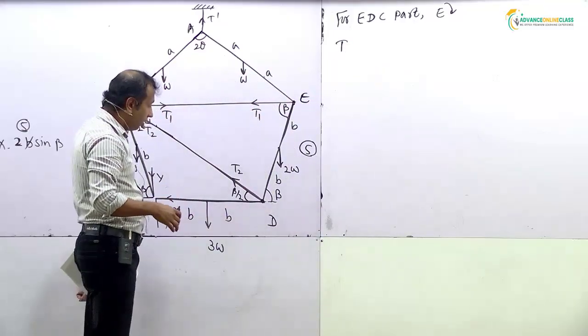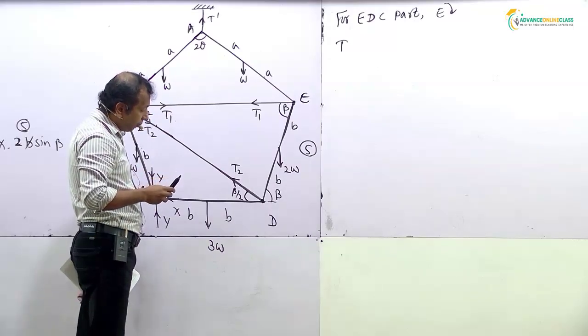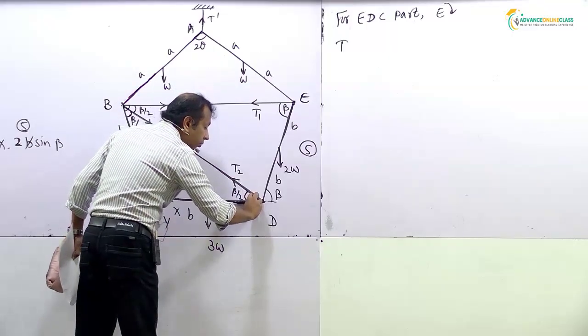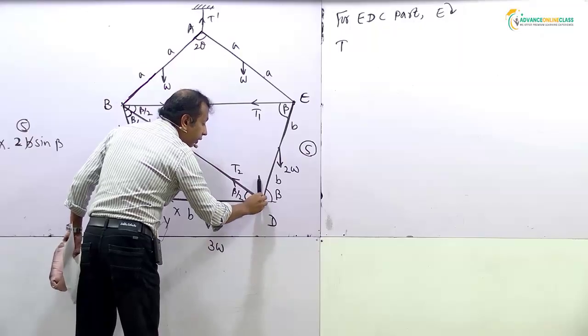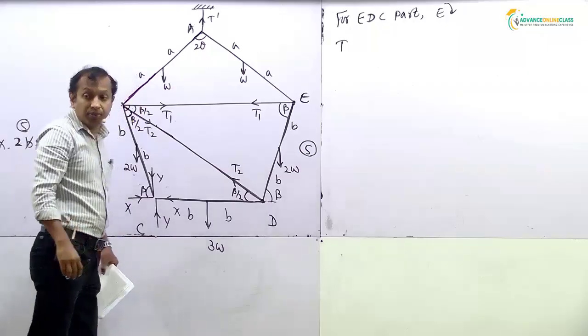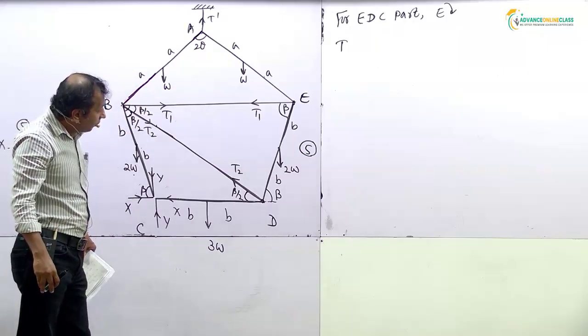T2, we said. Take it like this, T2 resolved this way: T2 cos beta by 2, and T2 sin beta by 2 this way. Take the two components and take moment. If not, do we have another way of getting that?